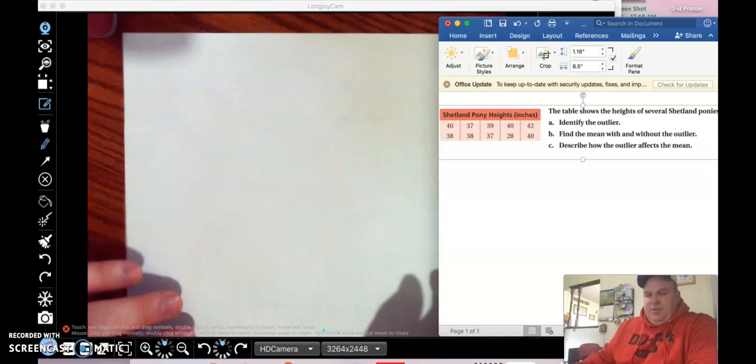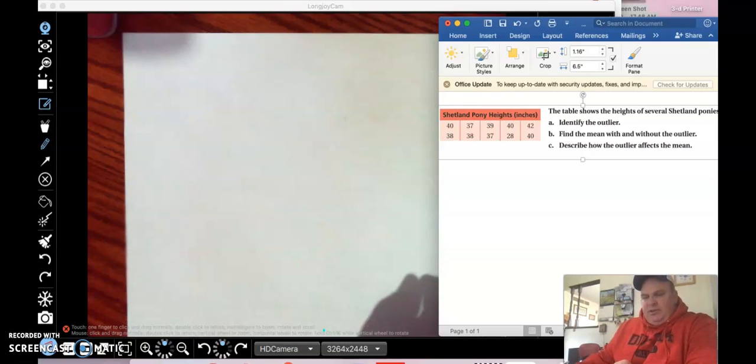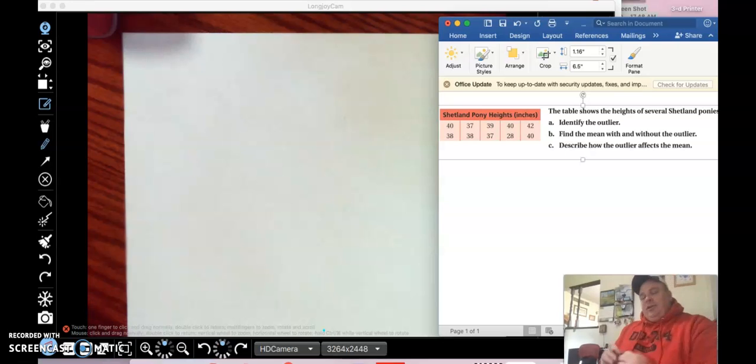Okay, our next example is we're going to look at this problem. It says the table shows the heights of several Shetland ponies. Identify the outlier. Remember, outliers were like oddballs, like really far off. So what I want you to do now is draw a box plot for this data. Go ahead and press pause and give me a box plot of this data, please.